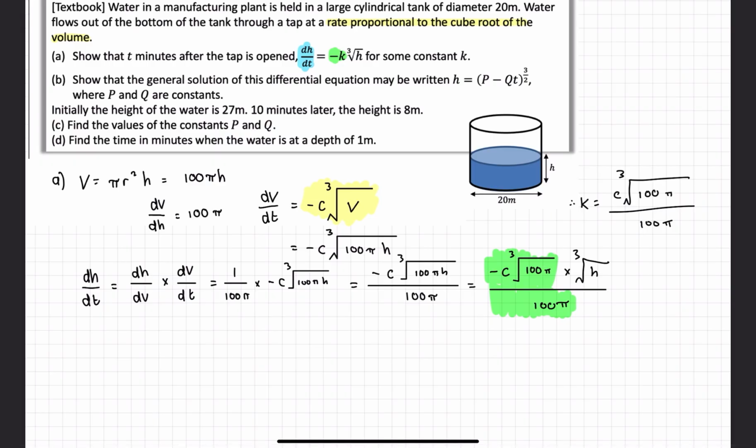Now part B, so that the general solution of the equation may be written in the form h equals (p minus qt) to the power 1.5, where p and q are constants.